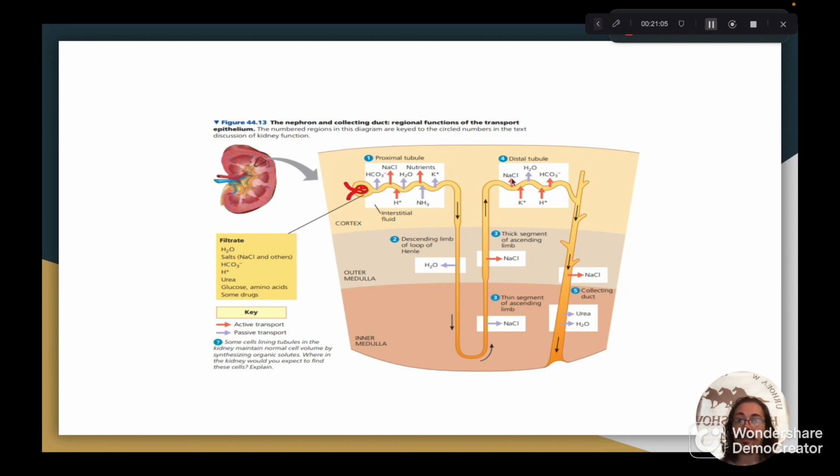Then we make our way to the distal tubule, and both active and passive transport are going on. Salt, water, and bicarbonate are leaving the filtrate, and potassium ions and hydrogen ions are entering the filtrate. Then we move down to the collecting duct, where salt is still being lost through active transport, and through passive transport, urea and H2O, water, are diffusing out of the filtrate.